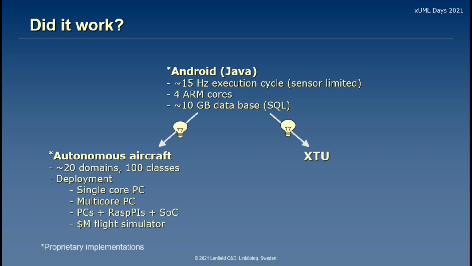The largest model included about 20 domains and 100 classes. The most interesting benefit was the deployment flexibility. The same model could with little effort be deployed on single-core, multi-core, and distributed mixed platforms. We even deployed the models on a multi-million-dollar flight simulator. This brings us to XTU.